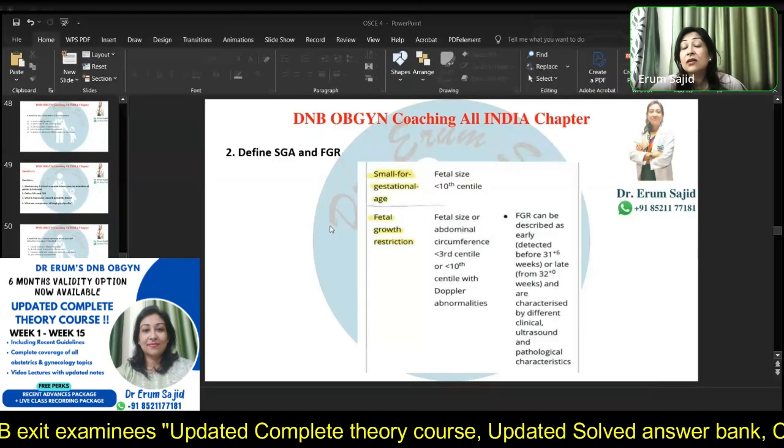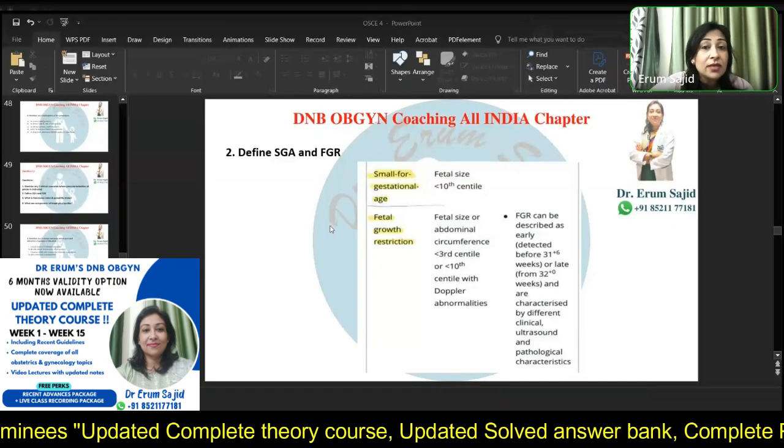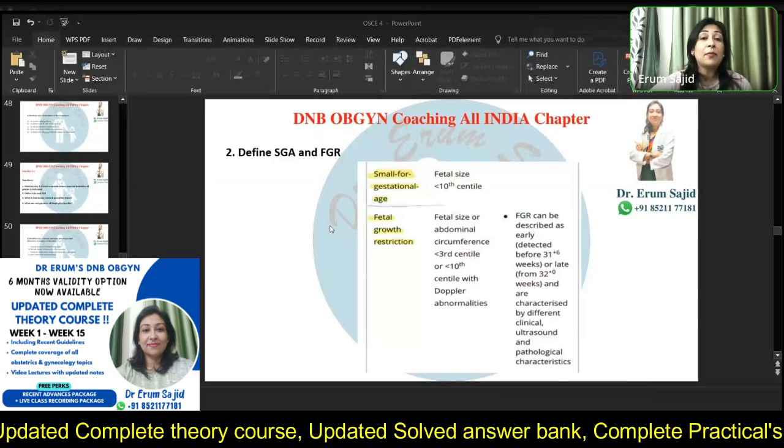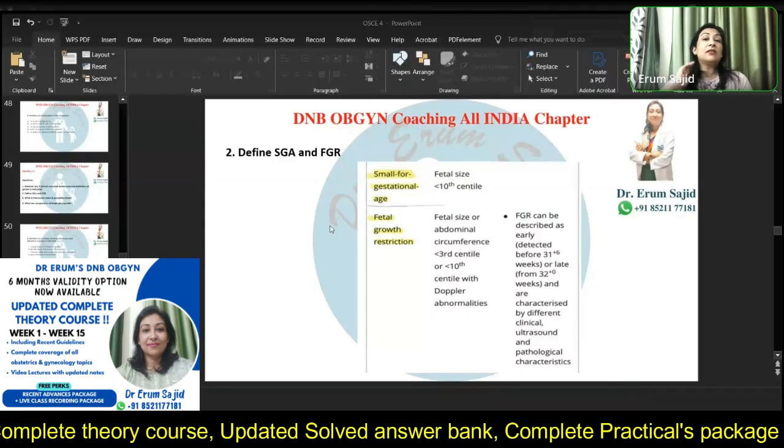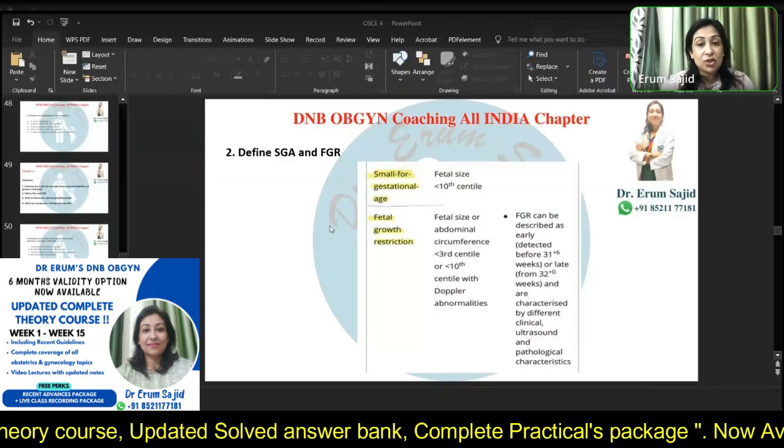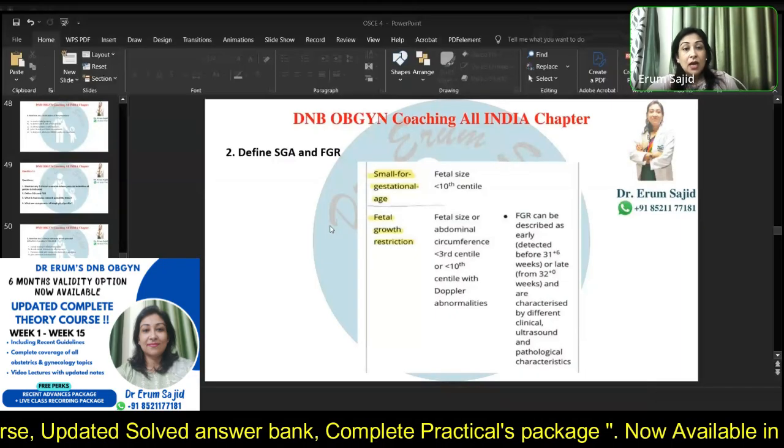The first answer is X-linked disorders as well as congenital adrenal hyperplasia. These two names are enough for you. X-linked and CAH, congenital adrenal hyperplasia.